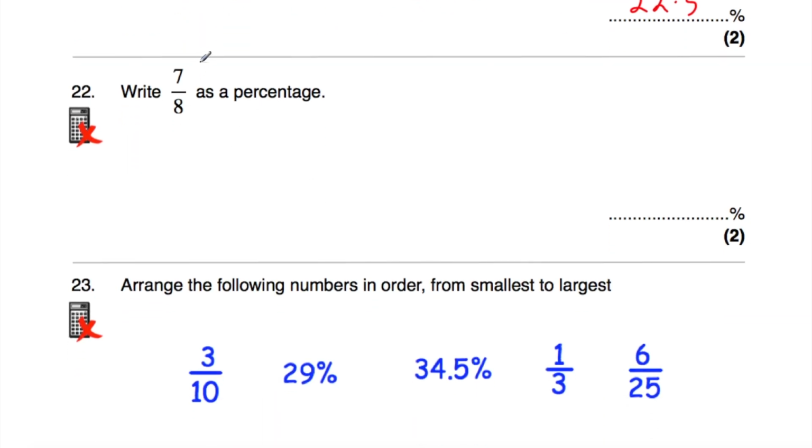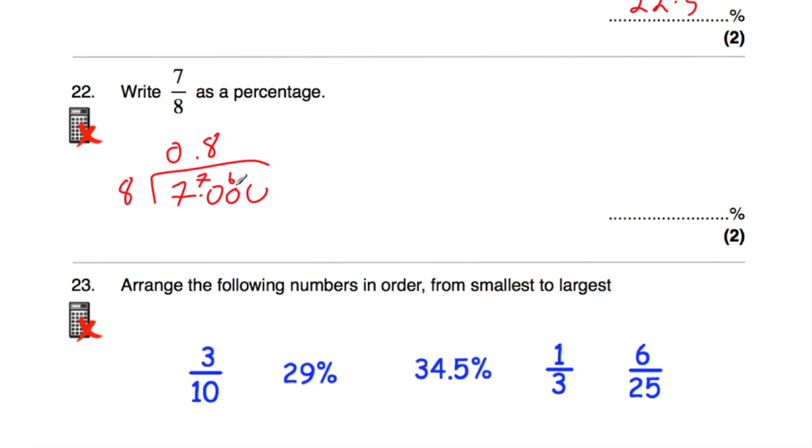Okay, so question number 22 says to write 7/8 as a percentage. So we're going to divide the numerator by the denominator. So we're going to do 7 divided by 8. So I'm going to do a decimal point and some zeros. I'm not sure how many I'm going to need, so we've just done 3 there. So how many 8s go into 7? 0 remainder 7. How many 8s go into 70? Well, 8 times 8 is 64. So it's going to be equal to 8. And then that 64 remainder is 6.